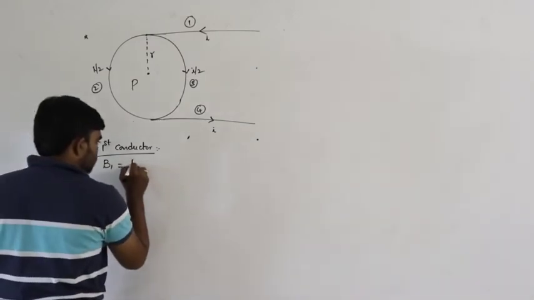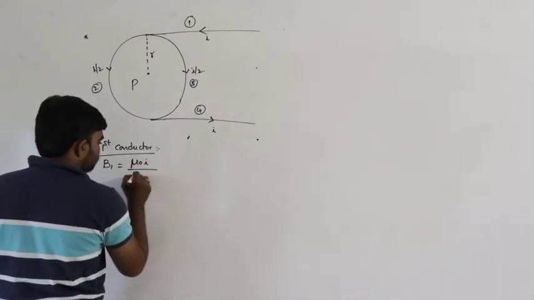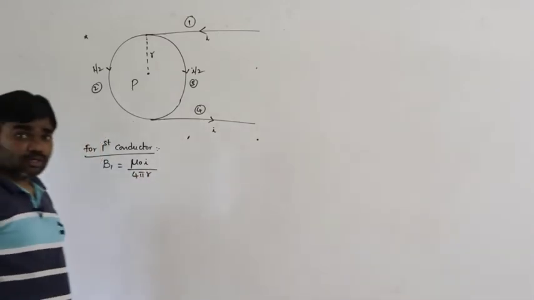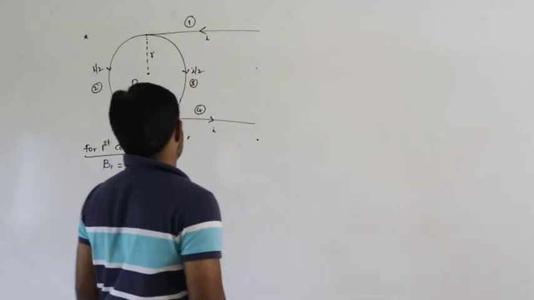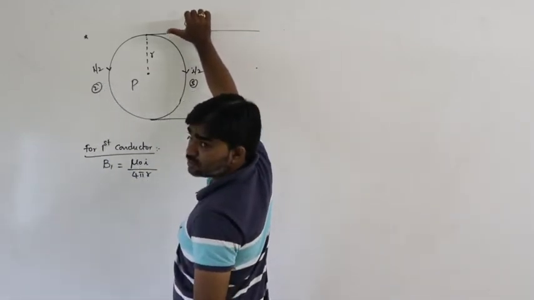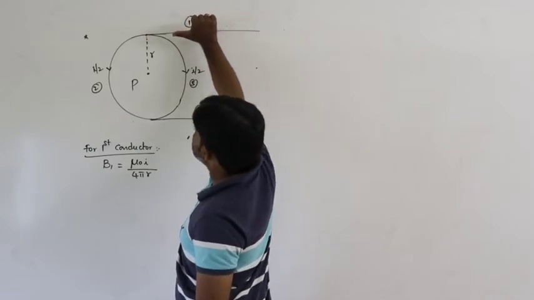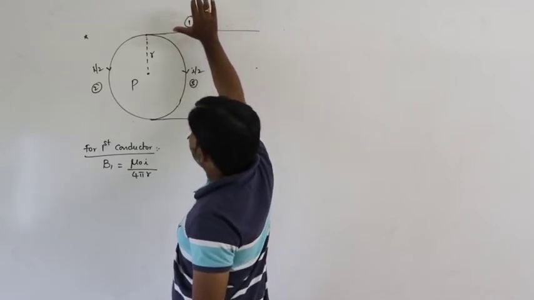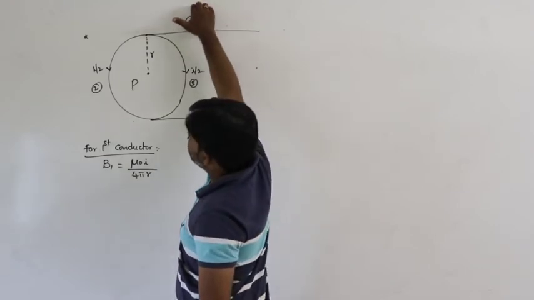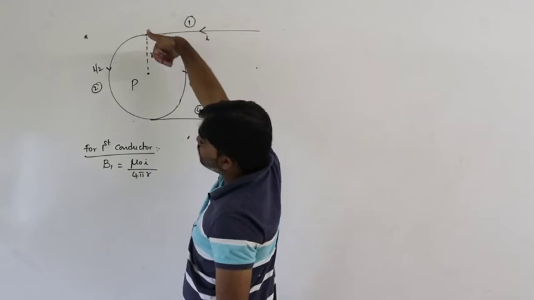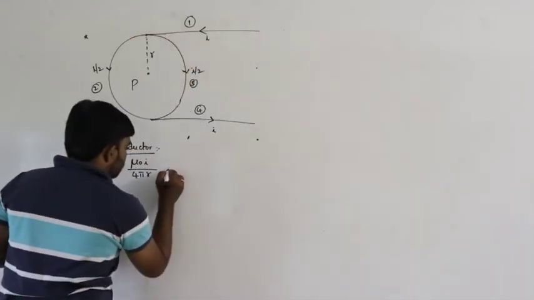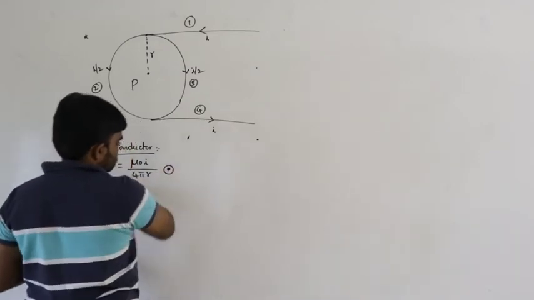So that's why this can be written as mu naught I by 4 pi R. No doubt about that. What is the direction? This is the direction of the current. The thumb indicates the direction of the current, and above the conductor the direction of the magnetic field is inwards, but below the conductor the direction of the magnetic field is outwards. So mu naught I by 4 pi R outwards.